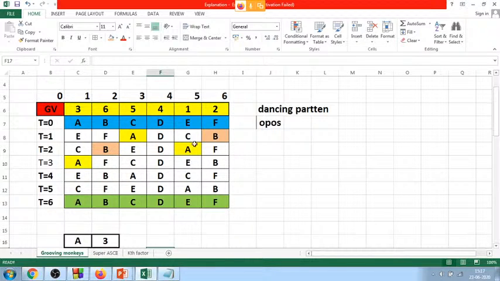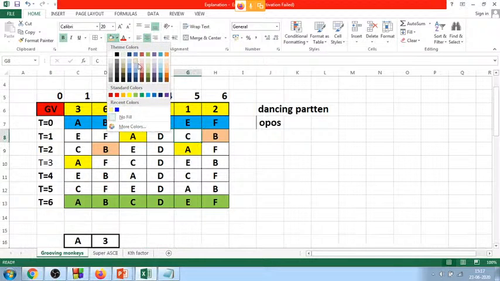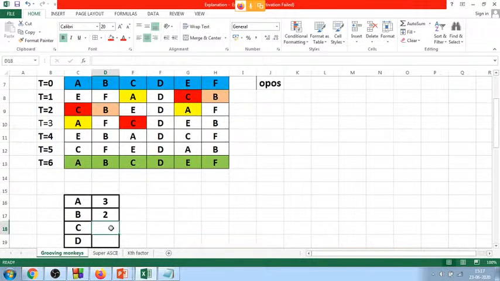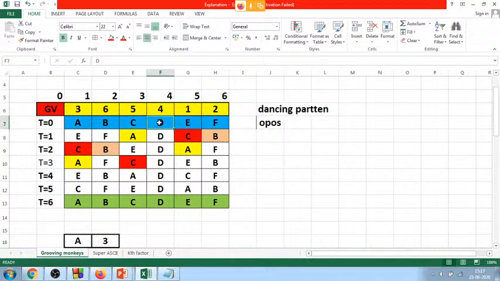You can notice that C is coming. How many steps? We'll have some other color. We'll have red color. So 1 step and 2, 3. So how many steps does C require to come back to the original step? 3 steps. Right? Next we are going to see with D.